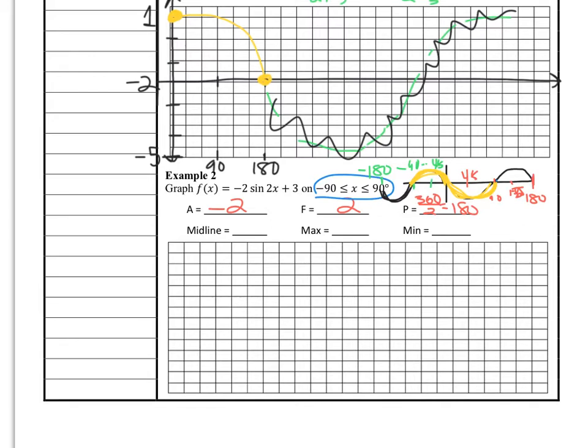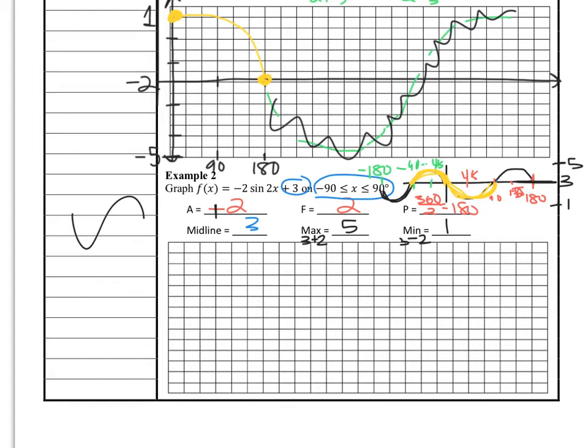We also need to deal with our midline, max, and min. And so our midline or our shift is from 3. And, I just realized that I told you the amplitude was -2, but remember we take the absolute value. So this should be a +2, but the negative told us that the graph starts downwards, heads downwards, and then turns back up. Sorry about that. So our maximum, we take our midline or our shift and add 2 from our amplitude, which is 5. And then our minimum is our midline or our shift and subtract 2, which is 1. So here our midline is at 3, our maximum will be 5, and our minimum will be 1.